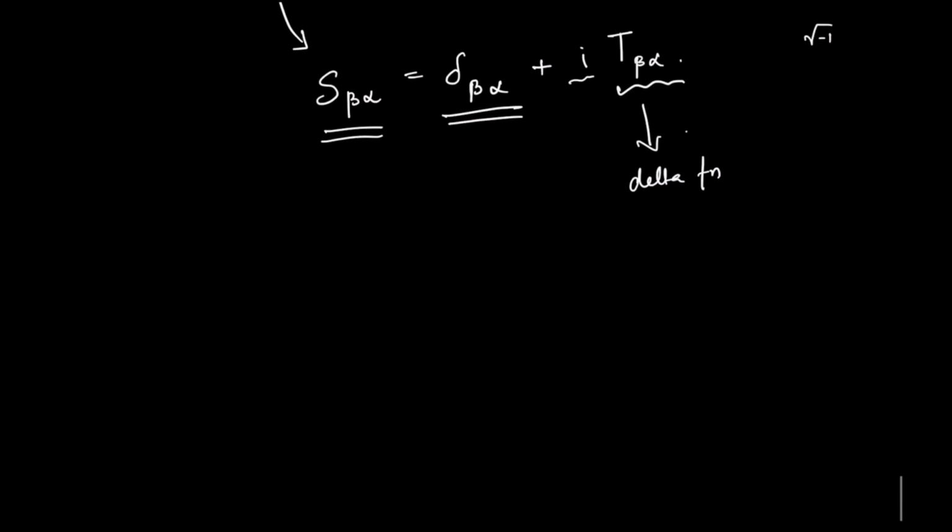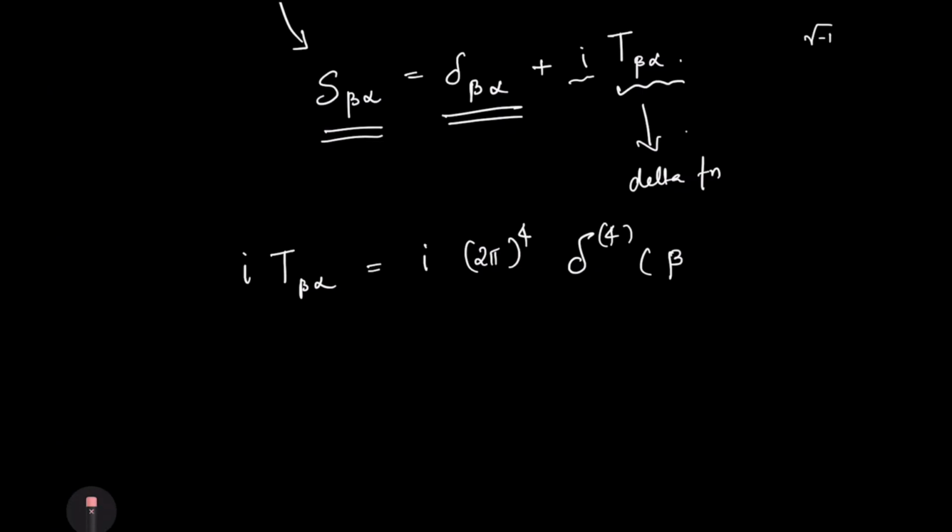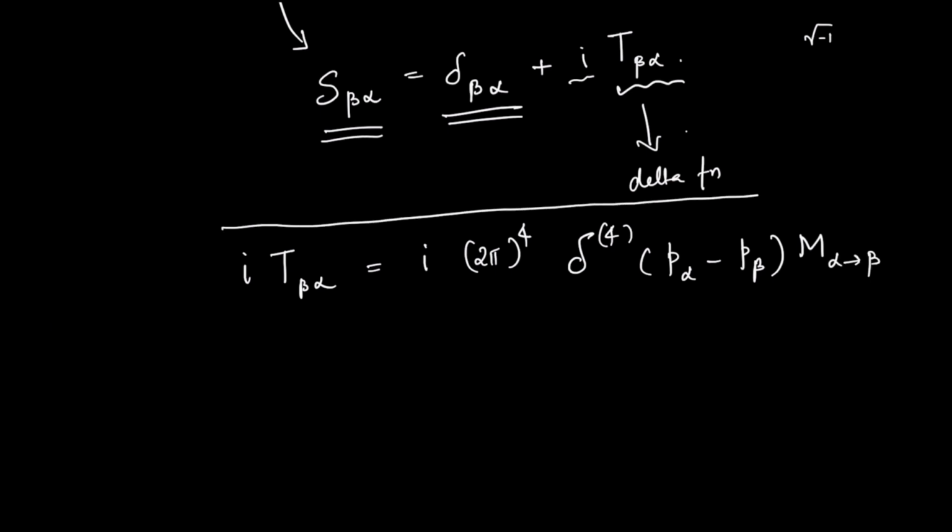Therefore, for convenience, I write i T beta alpha is equal to i (2 pi)^4 delta of p alpha minus p beta, times M alpha beta. So this interaction term will be of this form.